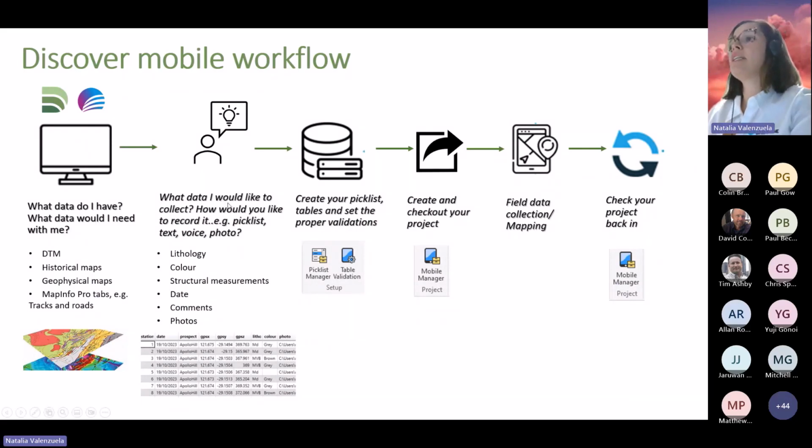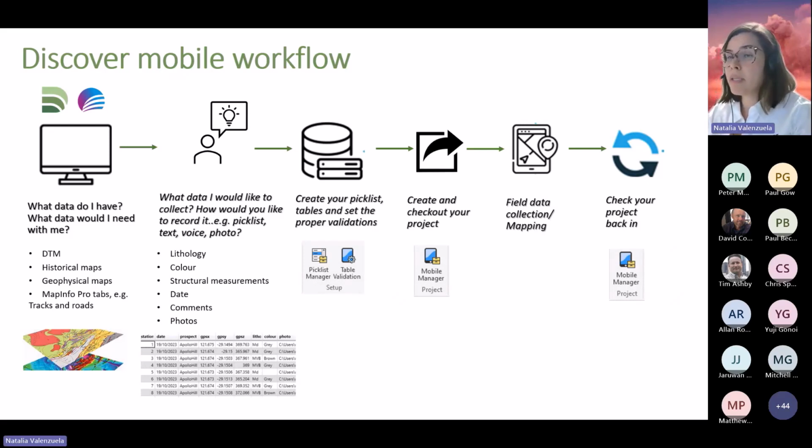Okay, what data would I like to collect? That's the second question. Because once you have your maps and you have delimited your area, we have to think: is this for field sampling, like soil sampling? Is this for structural geology mapping? Is this just for recognition? What do I want to do and what type of data do I want to collect?